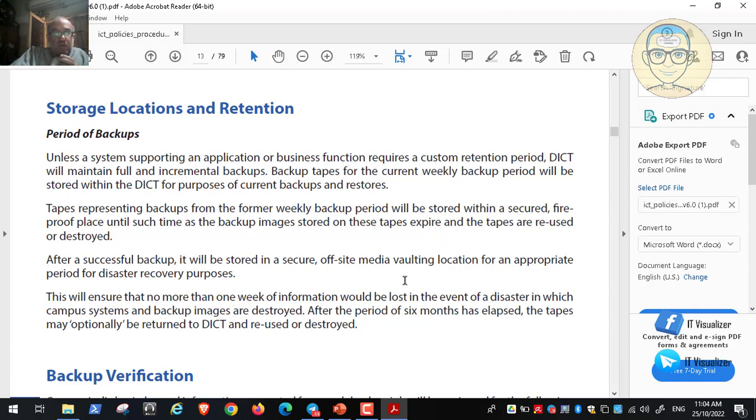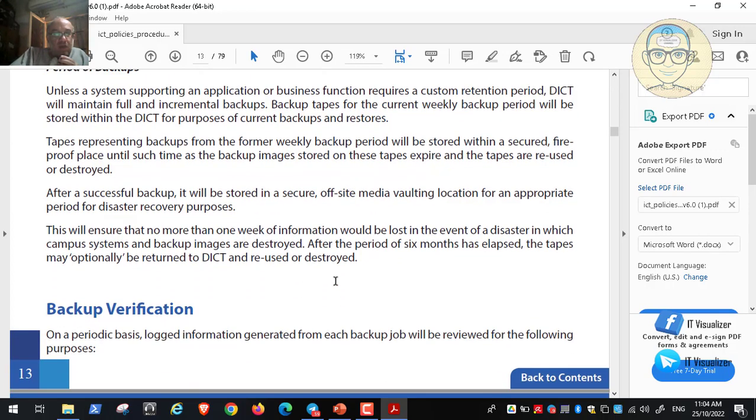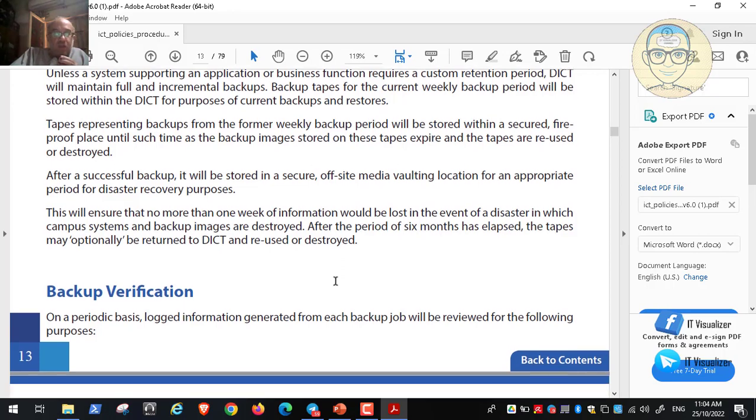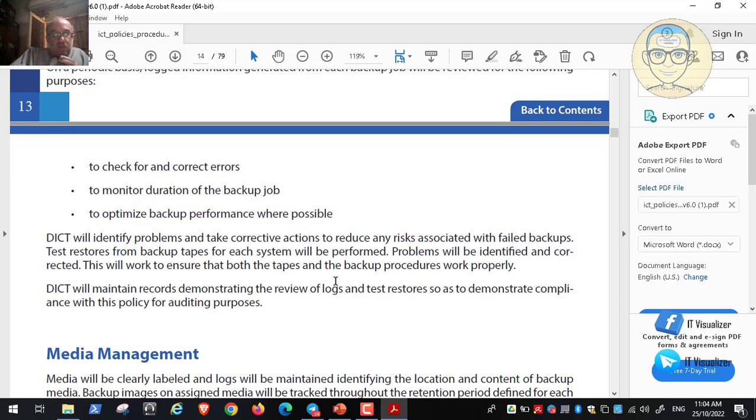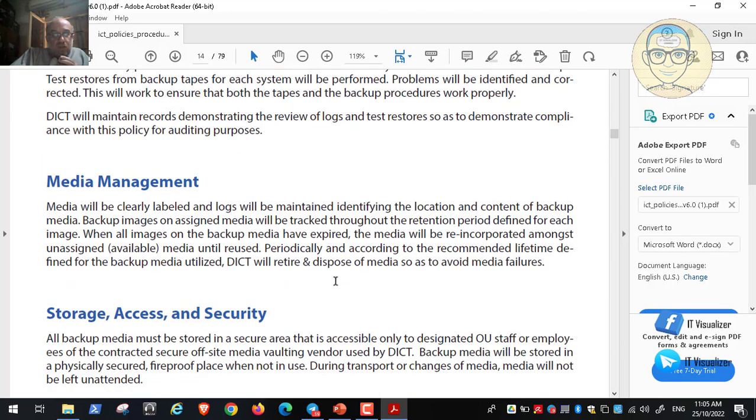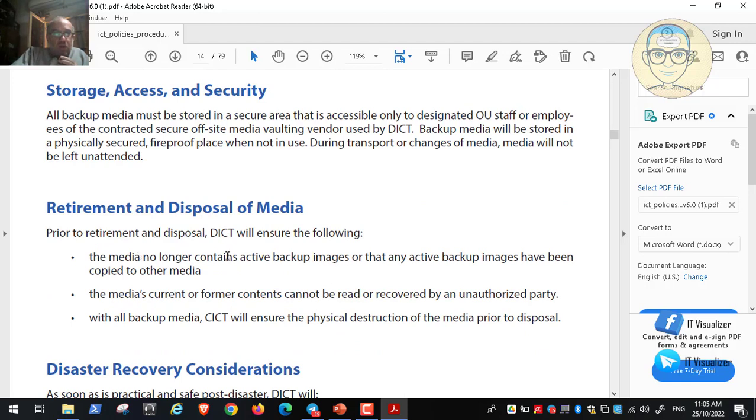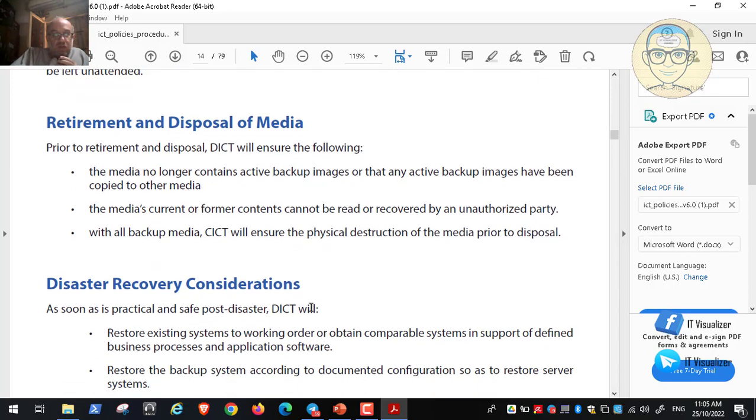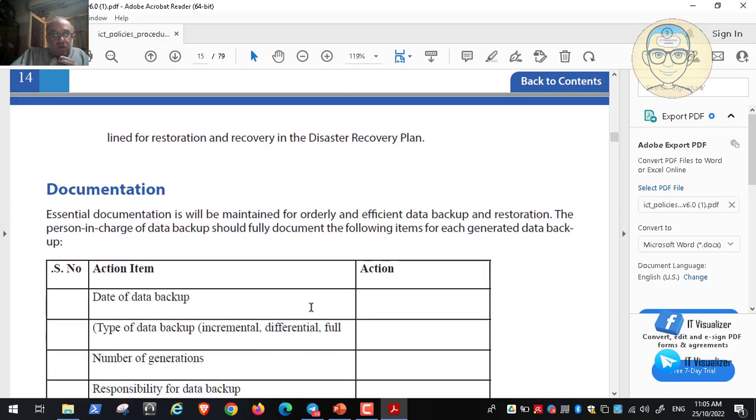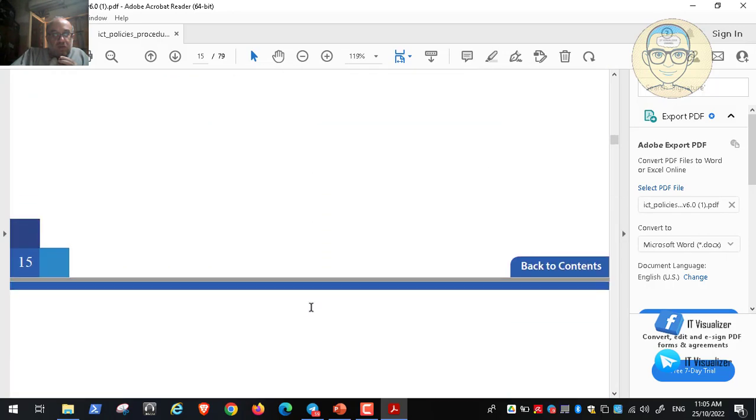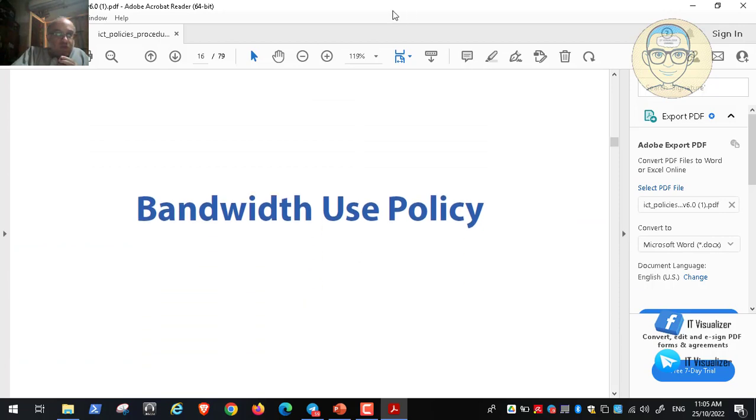So it's saying here that you should have a backup of at least 1 week and 6 months, if you have a weekly backup and a monthly backup. Let's see here the retention periods. Media management, storage. Let me see here, retirement and disposal. The media no longer contains active backup data or has been copied to other media. The backup will ensure the physical destruction. Disaster recovery, no, I think we need the retention here. Okay, anyway, so there are some retention policies.